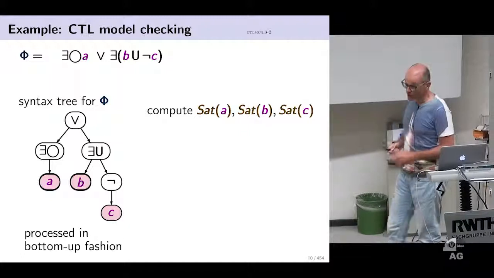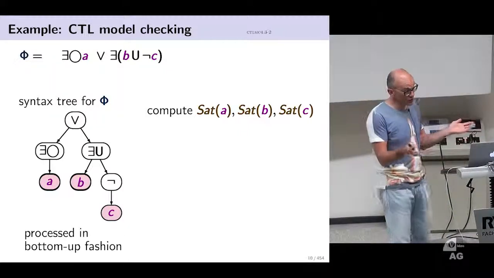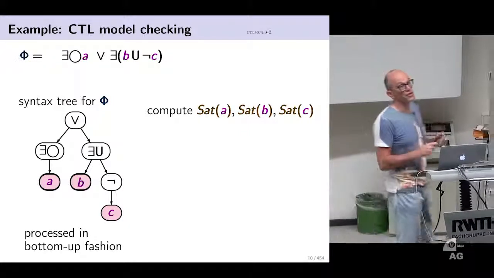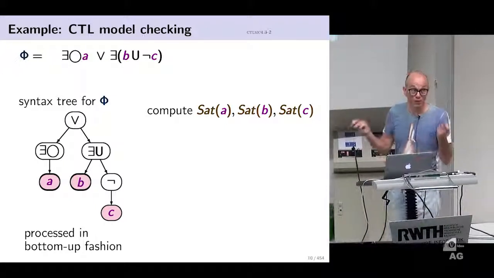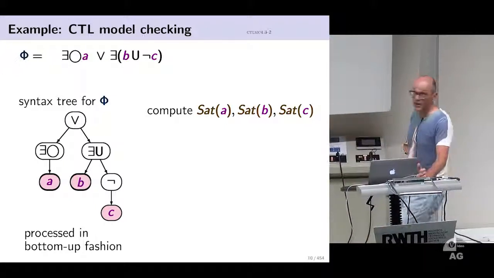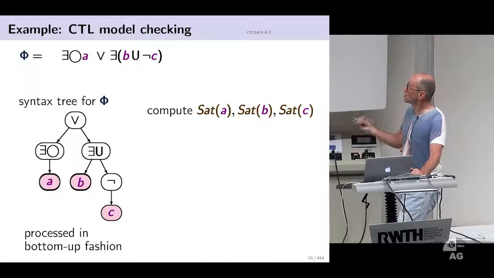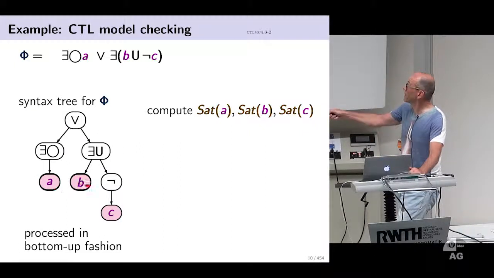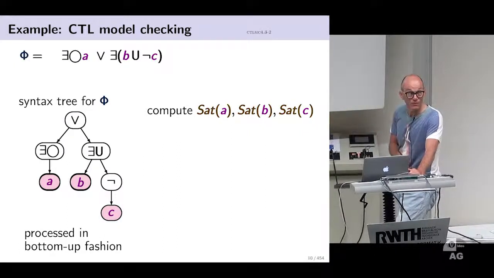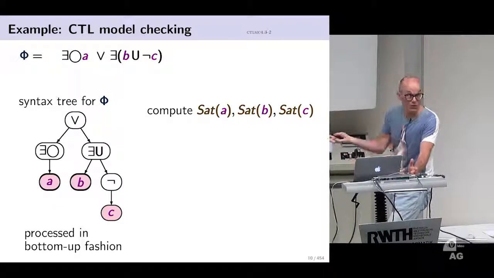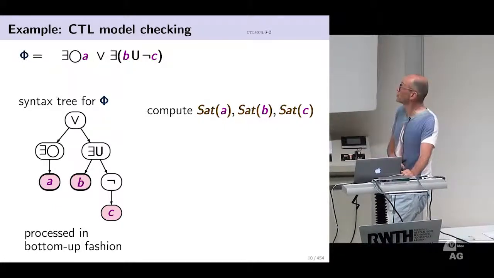Good. Then in terms of the parse tree, we're going to do a recursive descent, which means you start with the leaves, in this case A, B, C. We're going to compute the set of states satisfying A, satisfying B, satisfying C. Now this is trivial, because you can just look it up from the labeling of those states.